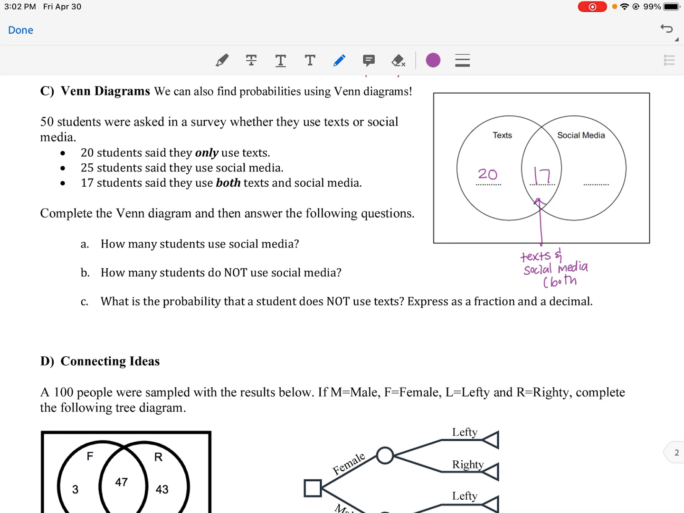And then you'll notice that the social media, that's the entire circle. It's 25 students. So here we've got 25, but we already counted 17 that do both. So there's 8 that use social media. If you note for a minute though, 20 plus 17 plus 8, when I add all these together, I get 45. So there's 5 students that are missing. So oftentimes we write the 5 kind of on the outside, and it represents students who do neither.